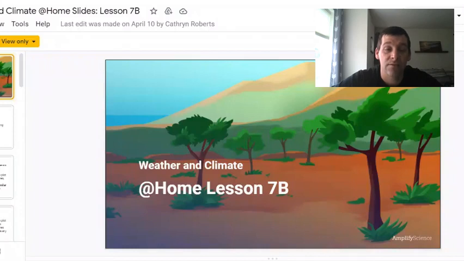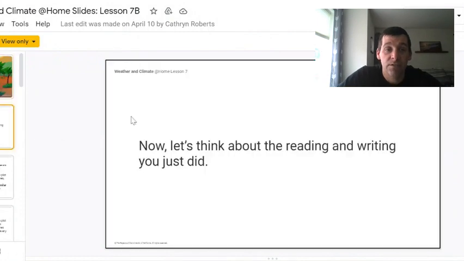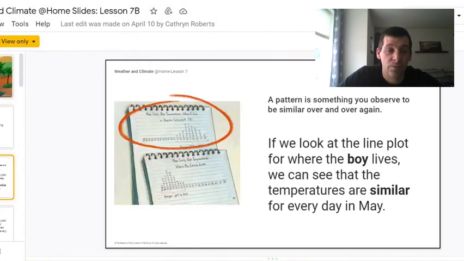Another science lesson involving weather and climate. And this is the second part of lesson 7. So we're going to think about the reading and writing that we did. Really, we did more reading and writing. We did it as part of an Ed Puzzle video. And in there, we look for patterns that were things that we see over and over again.